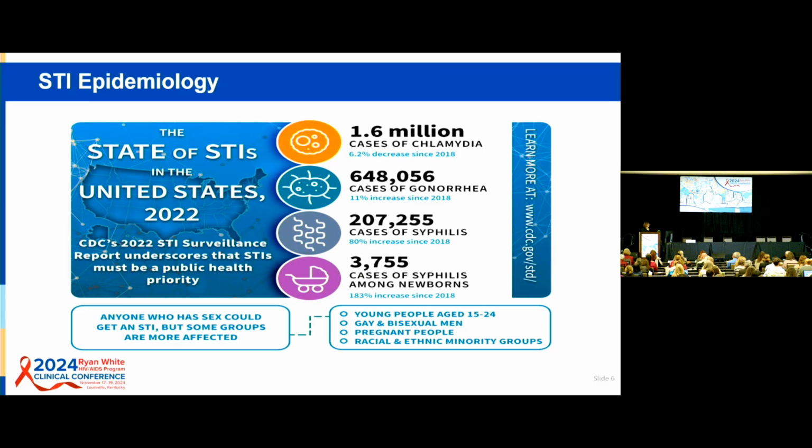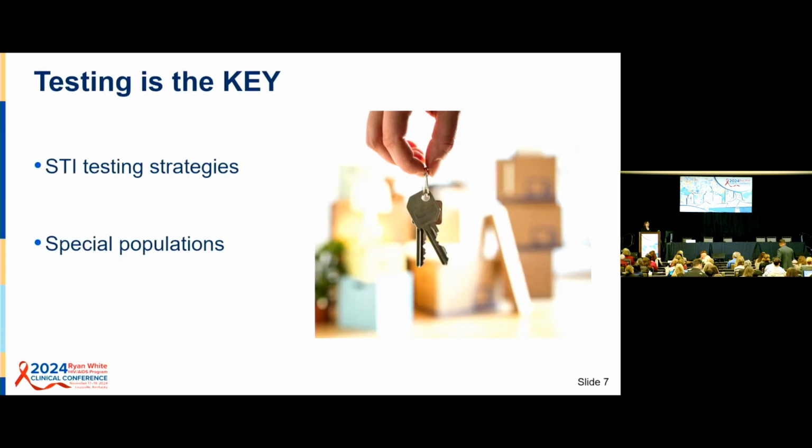We've already heard about syphilis and congenital syphilis, and what remains a concern to everyone is that STIs are very prevalent amongst specific populations, and these are the populations that we're working with. So young adults, 15 to 24, gay and bisexual men, pregnant women, which is really, really important that we include them in our evaluations and talk about sex, and also racial and ethnic minorities. That has not changed.